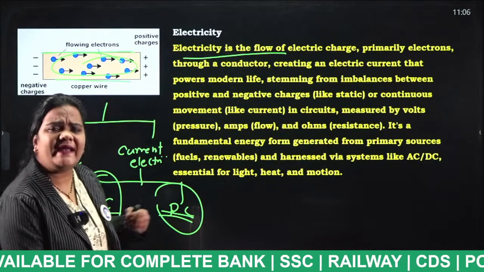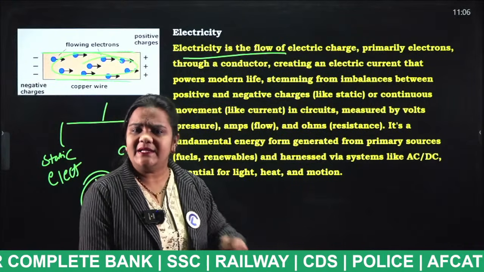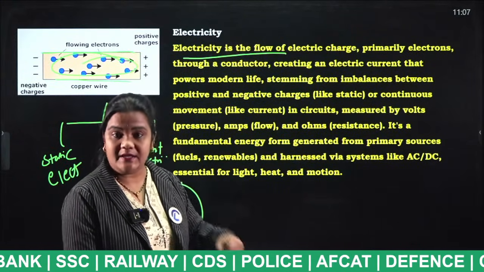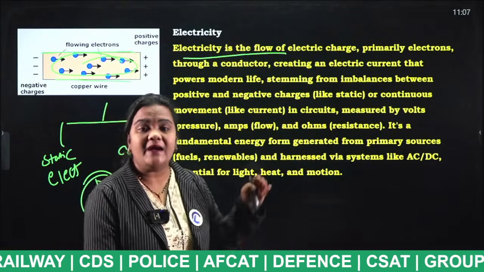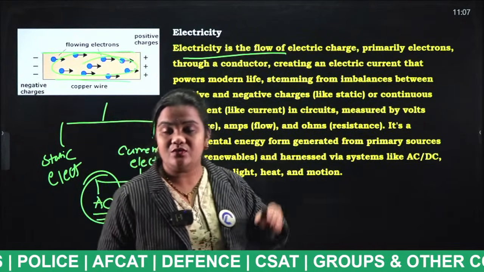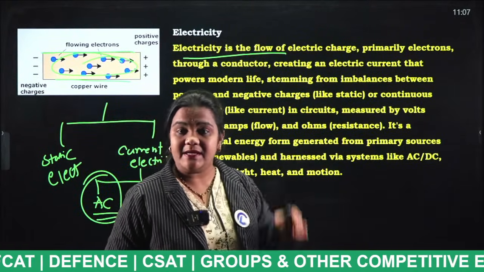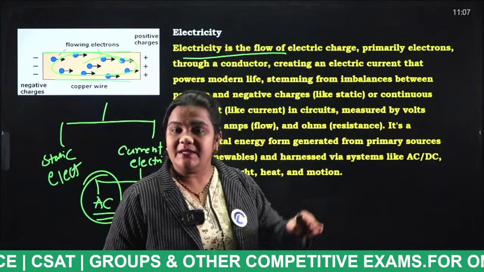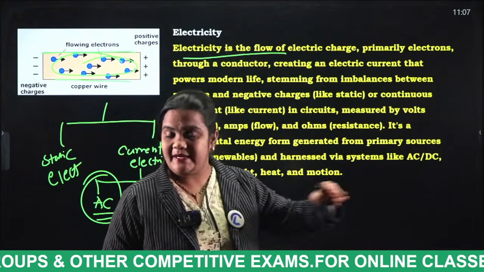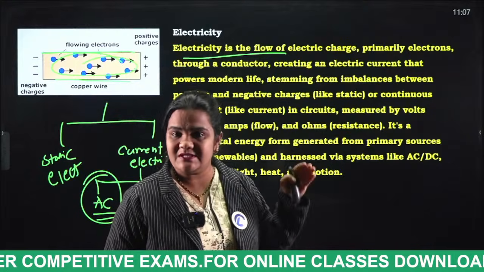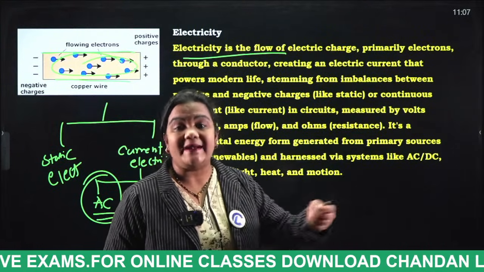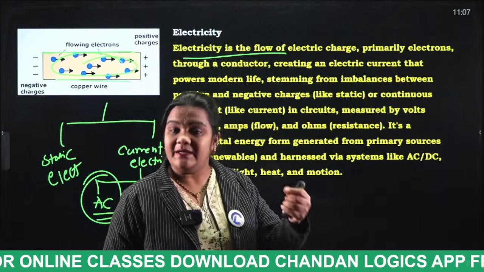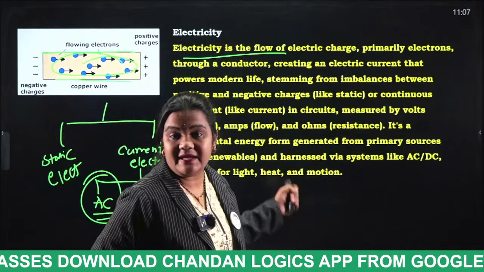What do you mean by direct current, students? Direct current is not dangerous to us. When it comes to alternating current, alternating current is dangerous when compared to direct current. So what is an example of direct current? Batteries. The batteries consist of direct current.